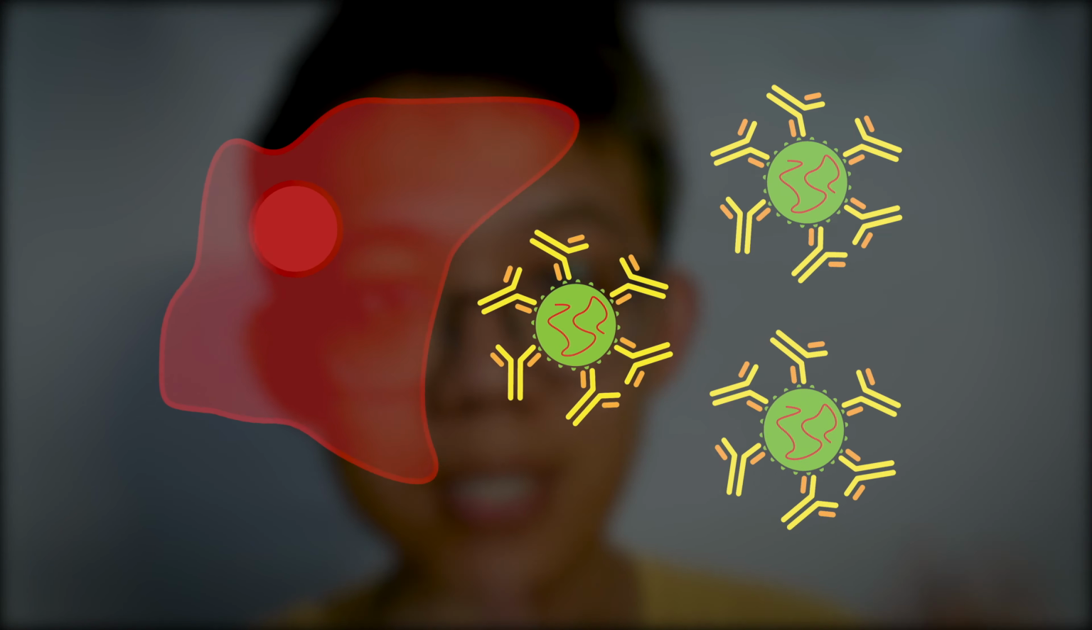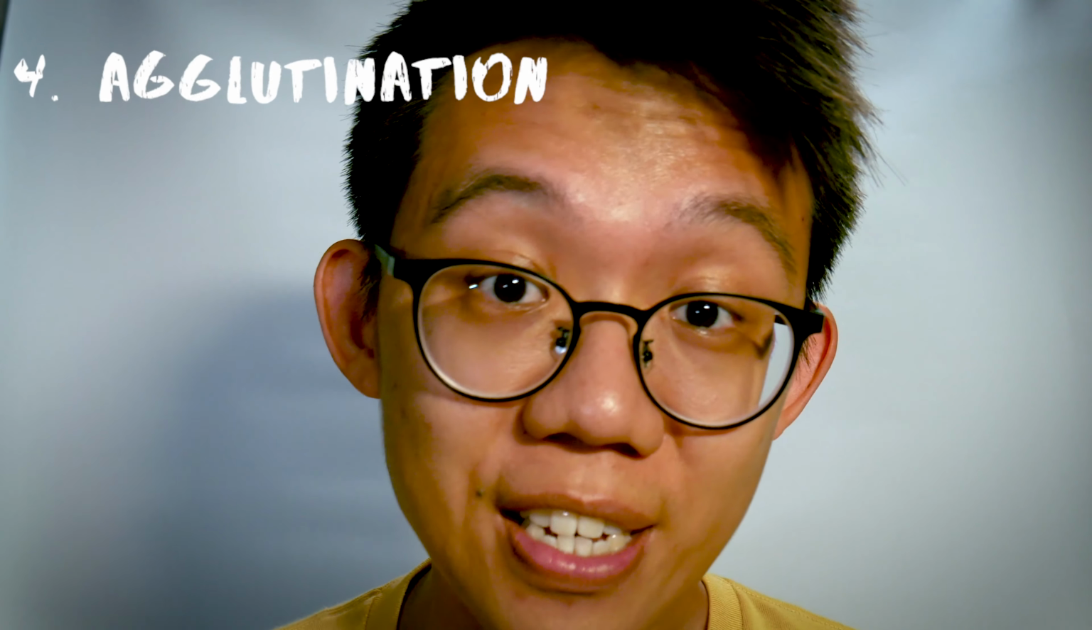What opsonization is about is basically the antibodies tagging these foreign bodies and hence attracting the phagocytes to come over and destroy them. As such, some actually classify opsonization as a type of complement activation. Now moving on to the fourth and the last one, that will be agglutination.